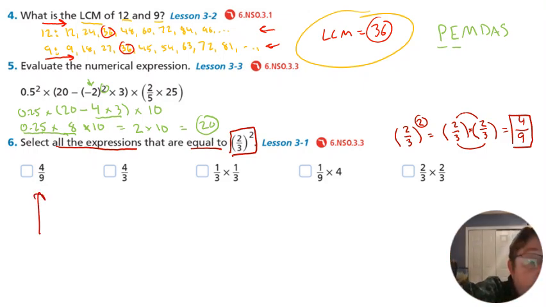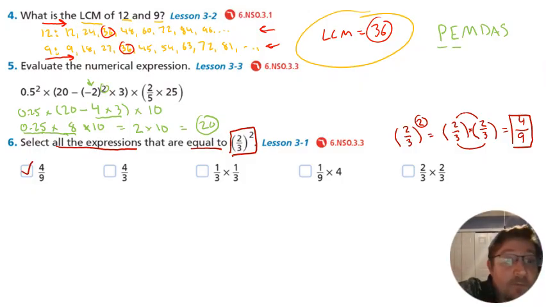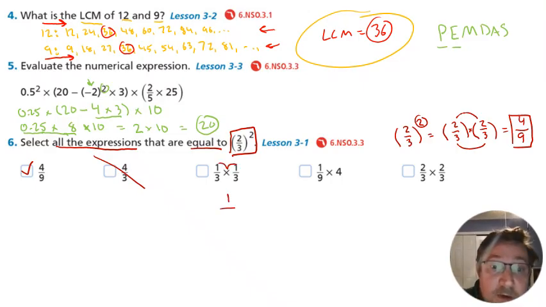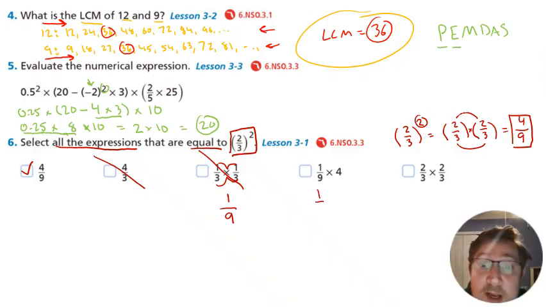And my first option is 4 over 9. Well, obviously that's the same as 4 over 9. What about 4 over 3? No, 4 over 3 is not the same as 4 over 9. 1/3 times 1/3. Well, let's multiply. 1 times 1 is 1. 3 times 3 is 9. 1 over 9 is not the same as 4 over 9. And I have 1 over 9 times 4. I turn that 4 into a fraction, make it 4 over 1. 1 times 4 is 4 over 9 times 1, 9. So yes, this one works.